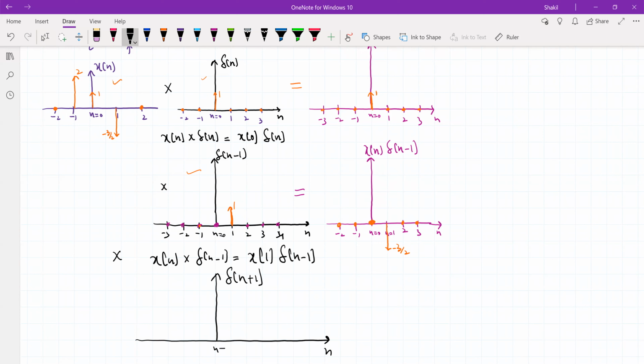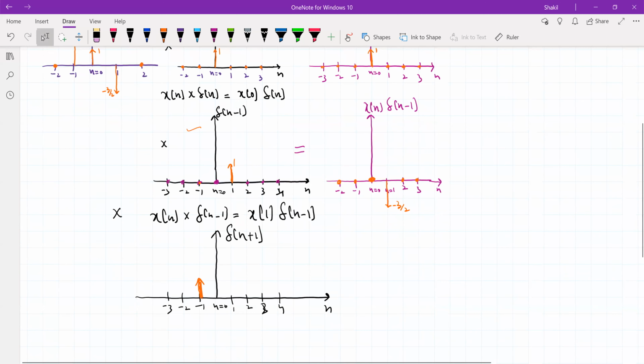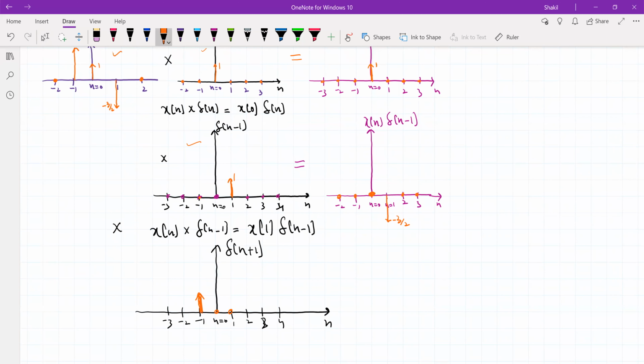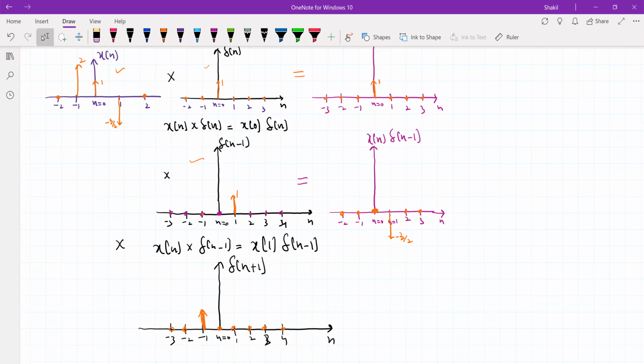This is n equal to 0, n equal to 1, 2, 3, 4. Now this is n equal to -1, -2, -3. Let's mark the points. Now this sequence is non-zero only at n equal to 1, n equal to -1. Rest of the samples are 0. So these samples are 0. And delta n plus 1 means simply give a shift towards left to delta n by one sample point.